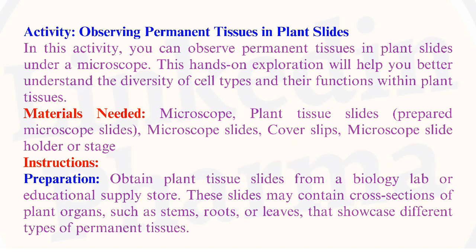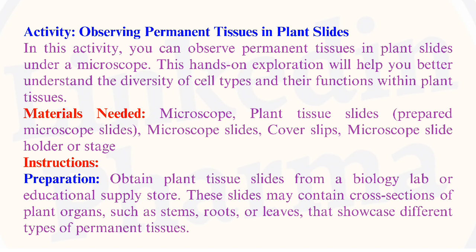Activity: observing permanent tissues in plant slides. In this activity, you can observe permanent tissues in plant slides under a microscope. This hands-on exploration will help you better understand the diversity of cell types and their functions within plant tissues. Materials needed: microscope, plant tissue slides, prepared microscope slides, cover slips, microscope slide holder or stage.